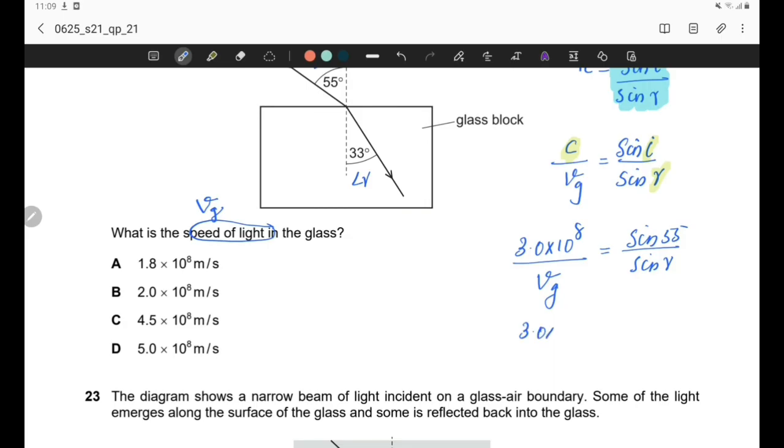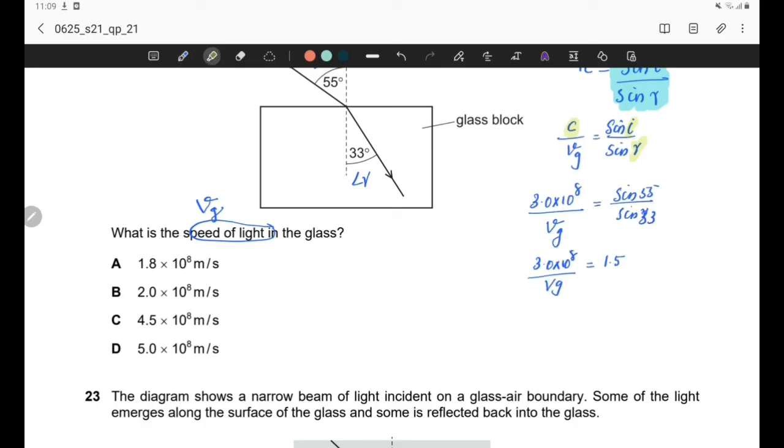So therefore 3 into 10 to the power 8 over Vg, sine 55 over sine R is 33. When you substitute you will get 1.5. In order to calculate Vg, make Vg the subject, or you can take Vg to the right hand side and take 1.5 to the left hand side. So you will get Vg is 3 into 10 to the power 8 over 1.5. So the correct answer is 2 times 10 to the power 8 meter per second. Therefore the correct answer is option B.